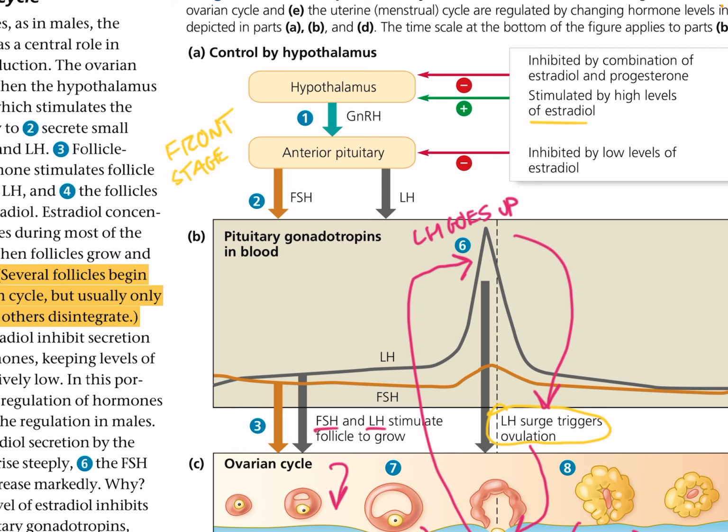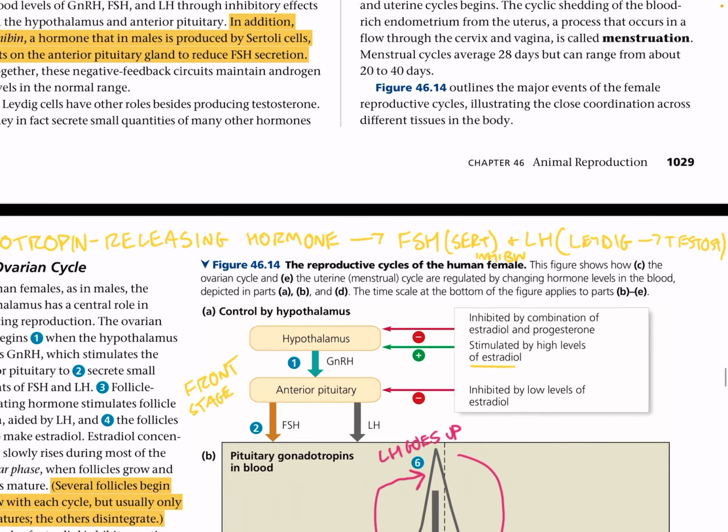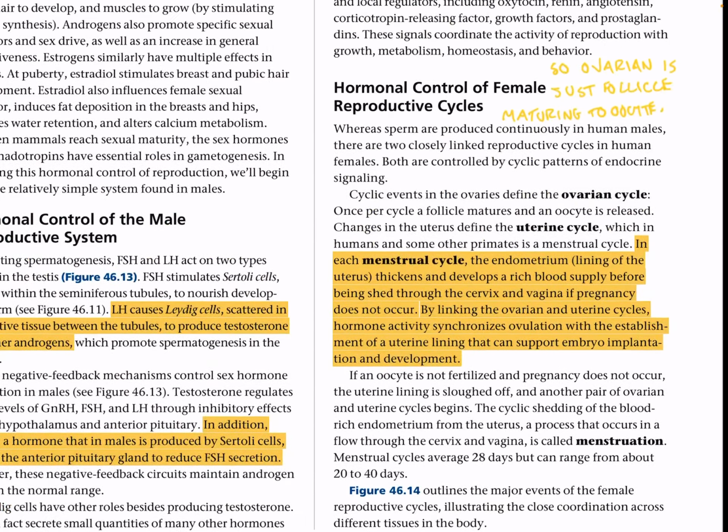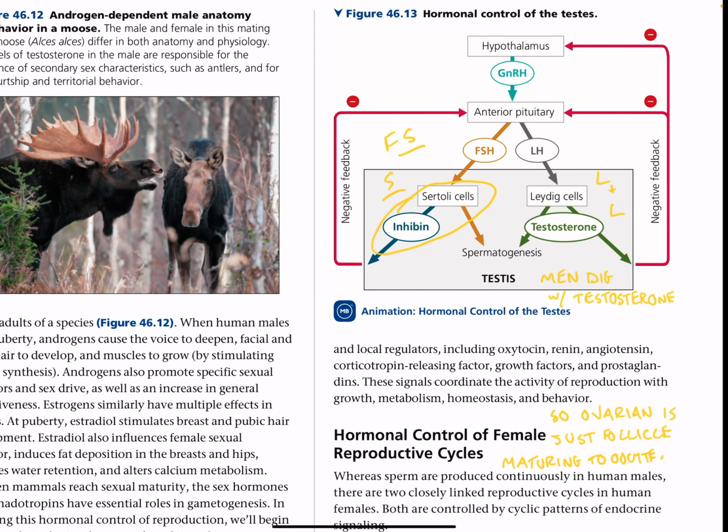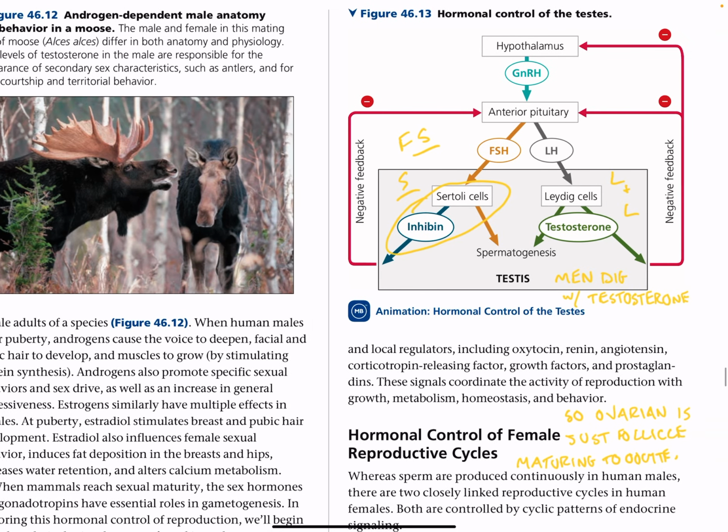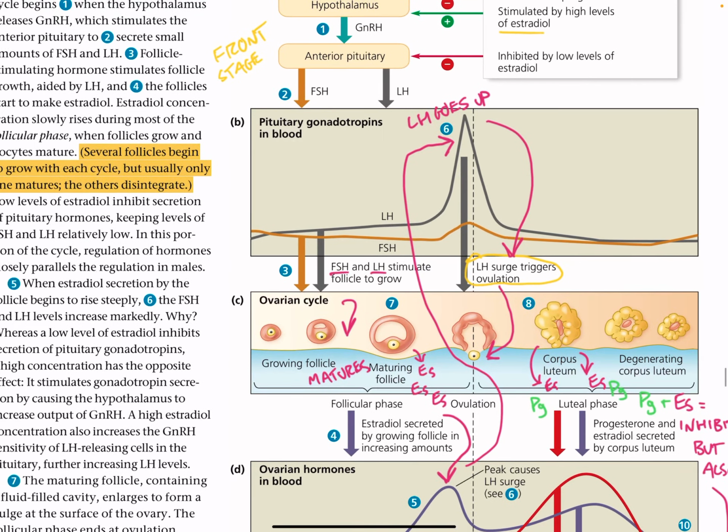There are two hormones involved here: the follicle stimulating hormone and the luteinizing hormone, okay, which stimulate the ovaries and the testes. Real quick, in males, the follicle stimulating hormone is involved with Sertoli cells and inhibin. Luteinizing hormone, you can think of L, also starts with L, like Leydig cells. Men dig with their testosterone, whatever. That's going to be the Leydig cells. So that's the hormonal control of the testes. It's a lot simpler. But we go down here in the female, here's what's happening.